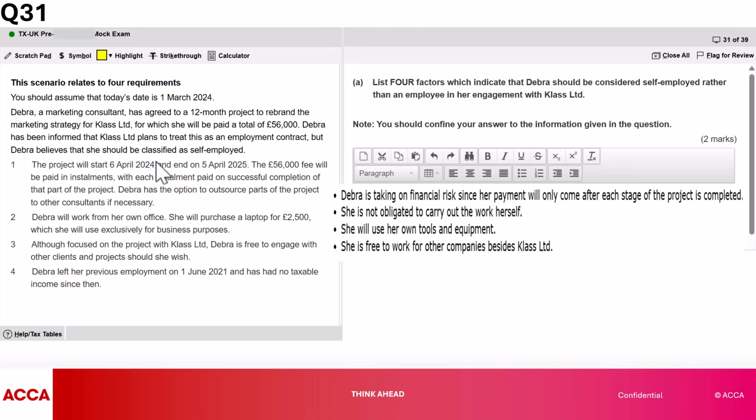She's also getting her own laptop. So as a result of that, she's using her own laptop to do this. And therefore, that in itself shows she didn't get any company laptop to work on. And she's also free to work for other companies. Usually for employed individuals, if they were to do this, it would be considered a conflict of interest. But self-employed individuals have the freedom of being able to engage with other clientele.